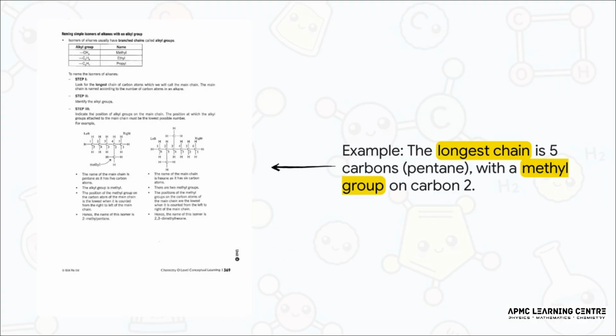Step 1, what's the longest chain? Let's see, 1, 2, 3, 4, 5 carbons. So its last name is pentane. Easy. Step 2, what's the branch? It's just a single little carbon group, which we call a methyl group.